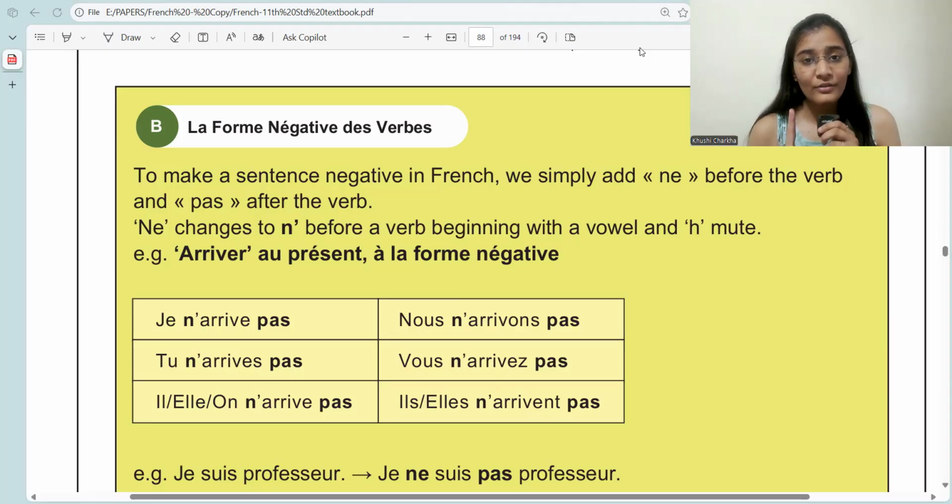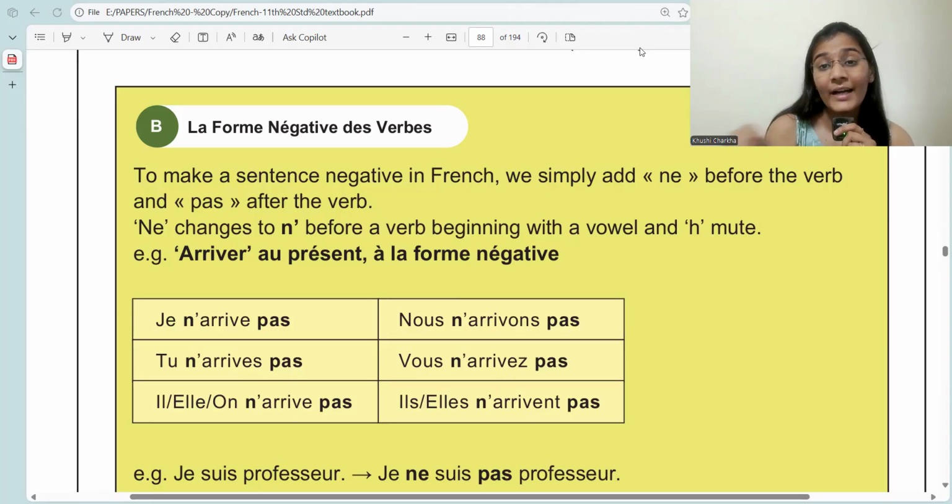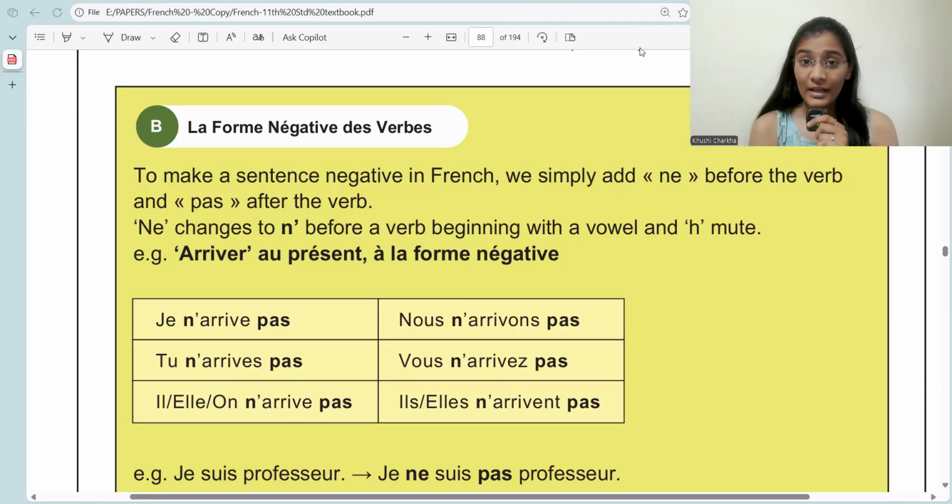Since arrive begins with a vowel, ne will become an apostrophe everywhere before arrive. Let's read. Je n'arrive pas. It is read together as well. We'll read it as one word for pronunciation purposes. Je n'arrive pas. Tu n'arrives pas. Elle, on n'arrive pas. Nous n'arrivons pas. Vous n'arrivez pas. Elle n'arrive pas. Je, tu, elle, and plural elles are pronounced similarly.